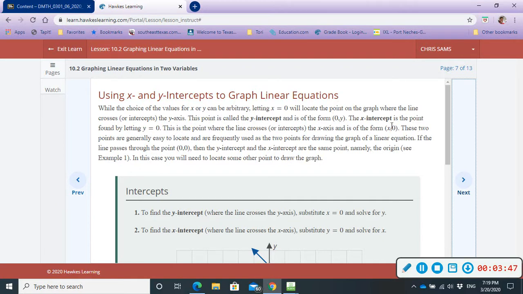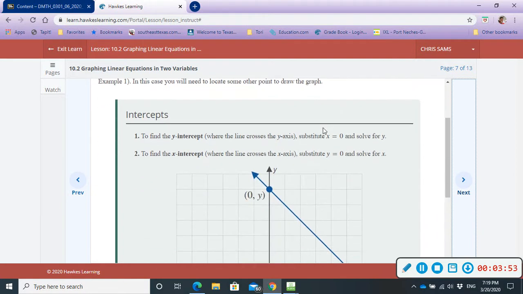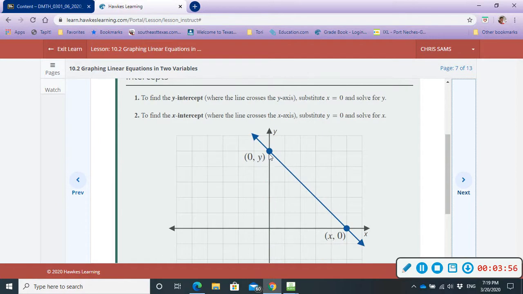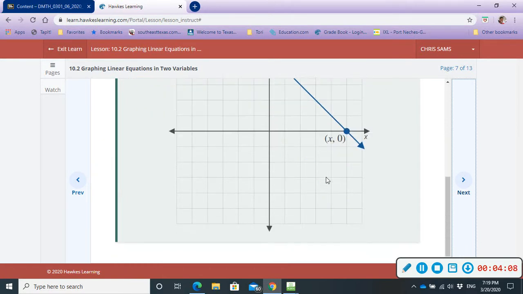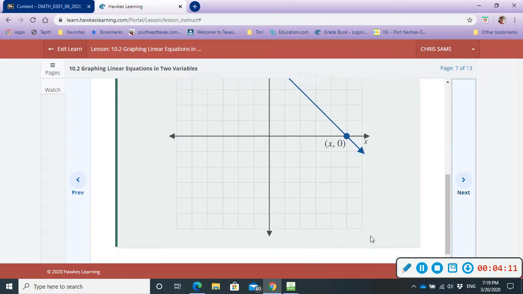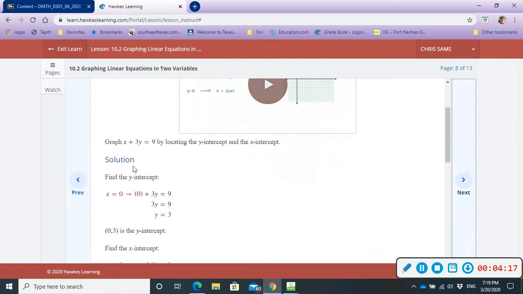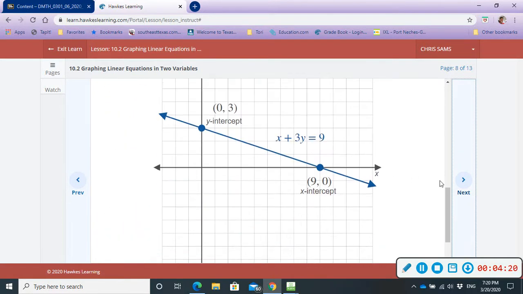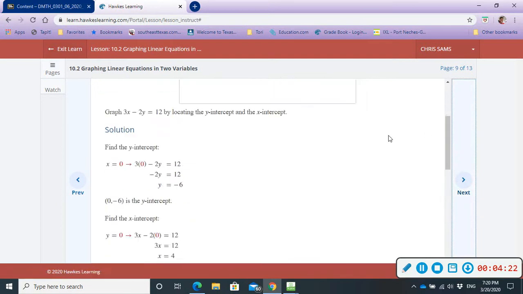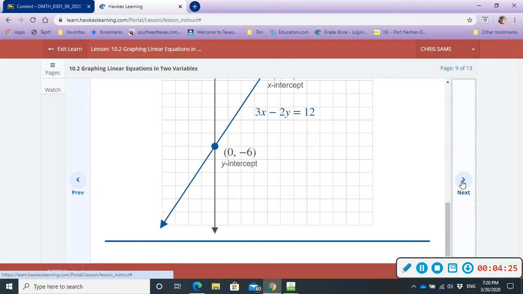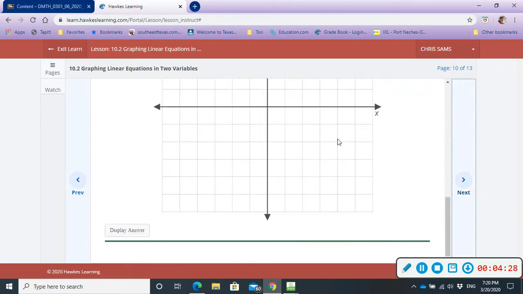X goes first, y goes second, and whenever you're finding either intercept, the other term is going to be 0. Those intercepts are the points where the line crosses either the x-axis or y-axis. You plug in 0 to the equation and solve for y, then plug in 0 and solve for x. Then you'll get those 2 points, and then just draw a line between them. They also have a few examples showing you how that works, and we'll do a few.